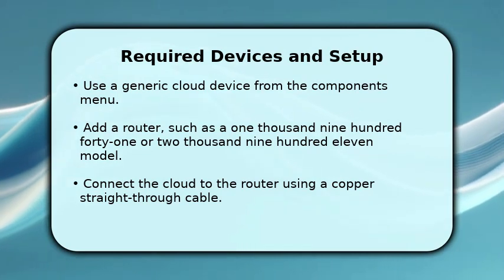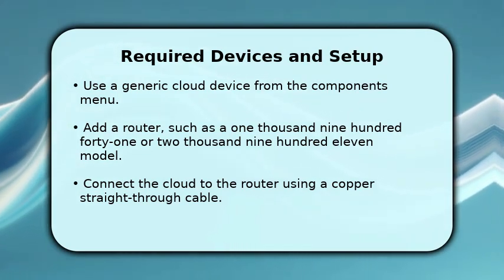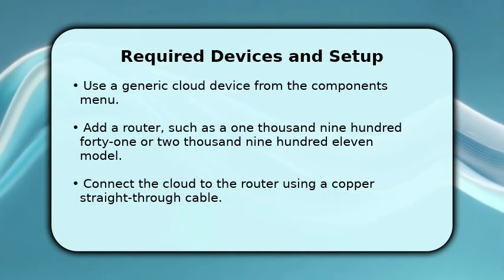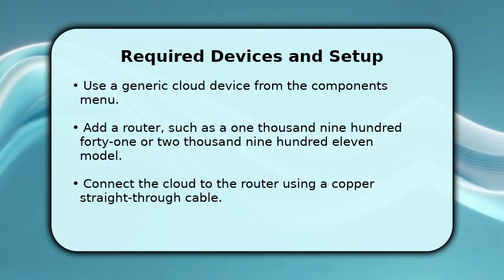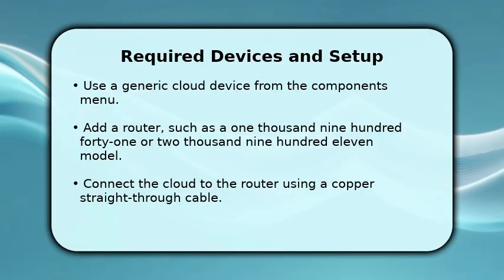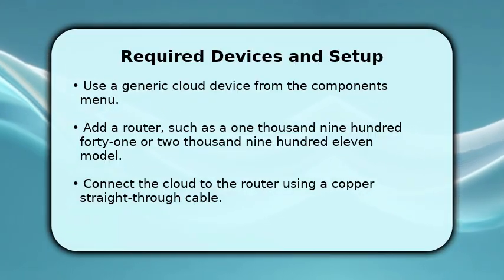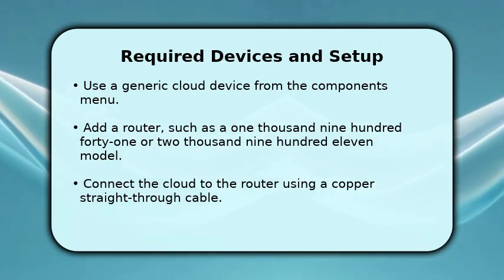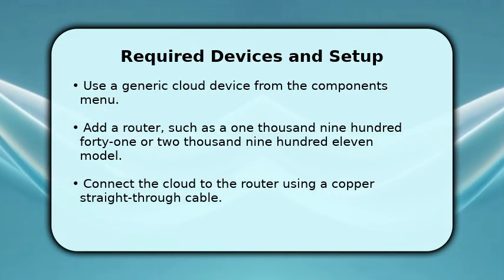First, drag a generic cloud device from the WAN emulation section onto your workspace. Next, select a router, for example, a Cisco 1941 or 2911 model. Connect the cloud to one of the router's Fast Ethernet or Gigabit Ethernet interfaces using a copper straight-through cable. This establishes the initial link to your simulated internet.